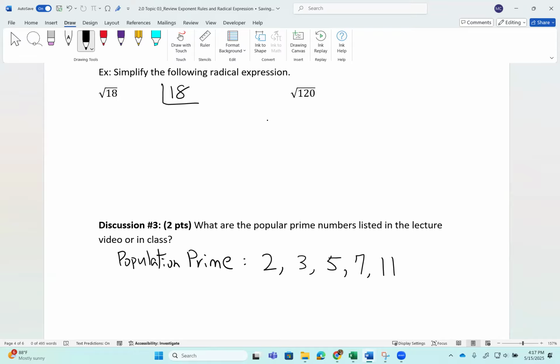So you can use any one that can go into this 18. I can use two, I can use three. So I'm gonna use two first. Two goes into 18 nine times. All right, I'm gonna continue. Nine can be divided by prime number three, which goes into nine three times. Three is a prime number, only three can go into three one time. So when the bottom number is a one, that's when you stop. So basically, 18 is made out of two times three times three.